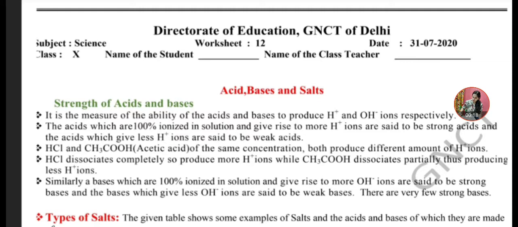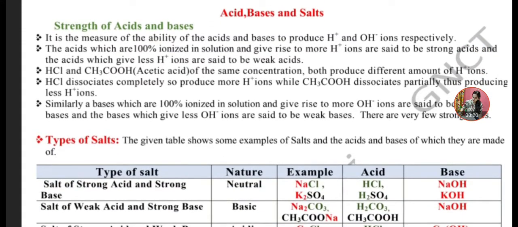It is the measure of the ability of the acid and base to produce hydrogen ions and hydroxide ions. Students, those acids which are 100% ionized in the solution give more hydrogen ions. They are called strong acids. And those acids which give fewer hydrogen ions are known as weak acids. For example, hydrochloric acid and sulfuric acid are strong. Acetic acid is weak. Why is acetic acid weak?